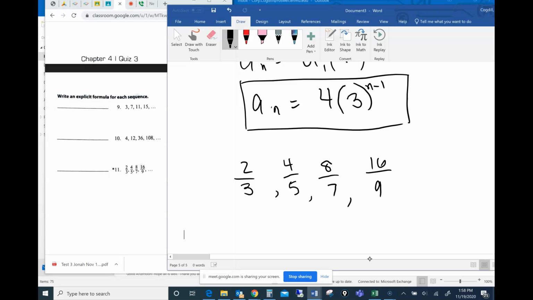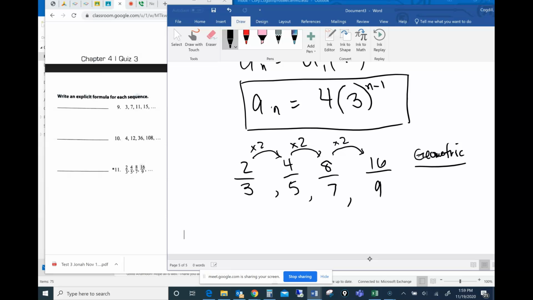So let's take the top numbers. Can maybe one of you unmute your microphone and tell me what kind of ratio it is? Multiplied by 2, okay? So what kind of sequence is that, Jonah? Geometric or arithmetic? Geometric? Yep.